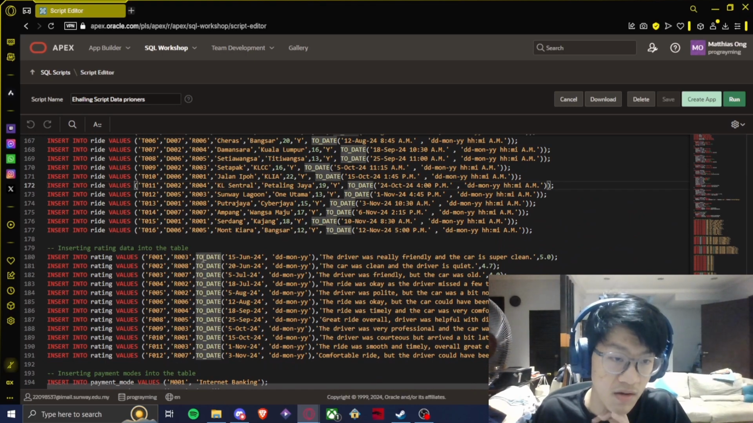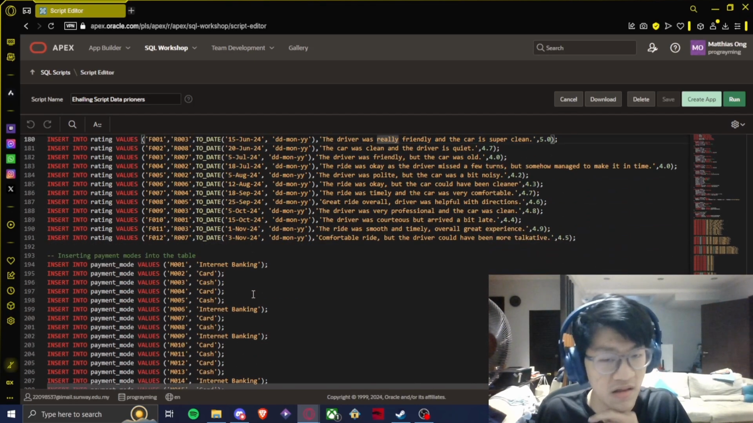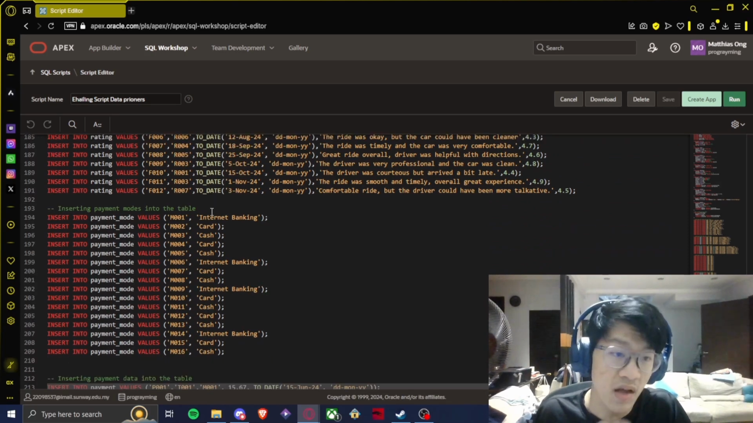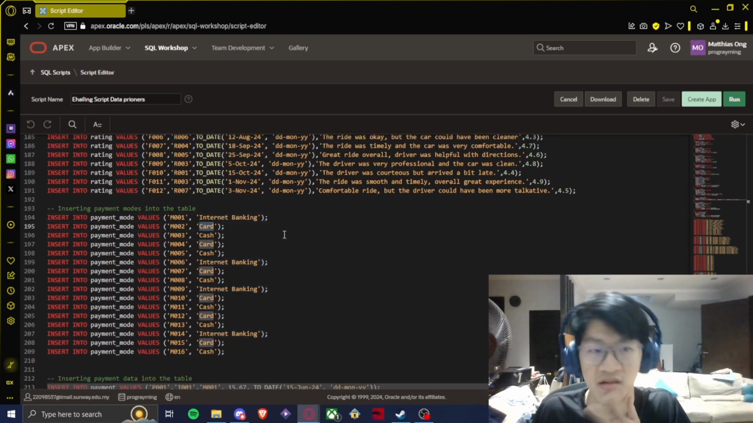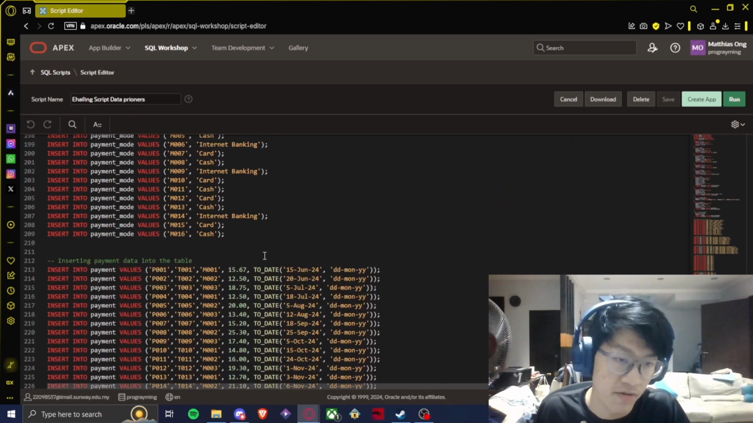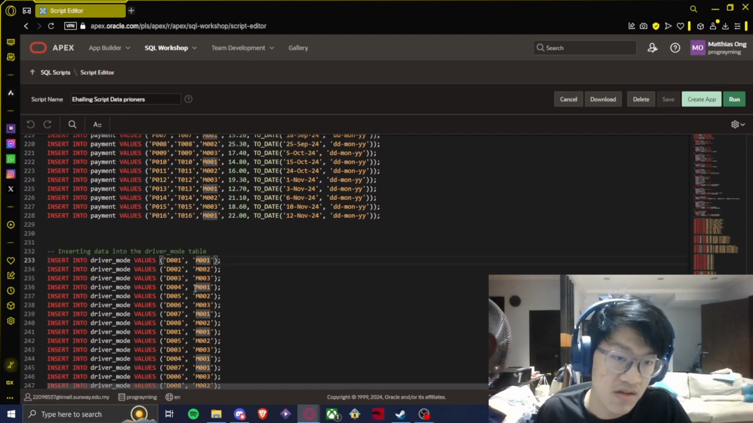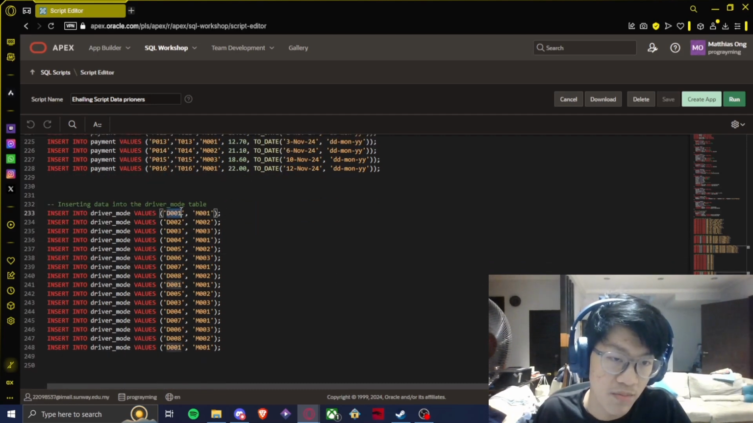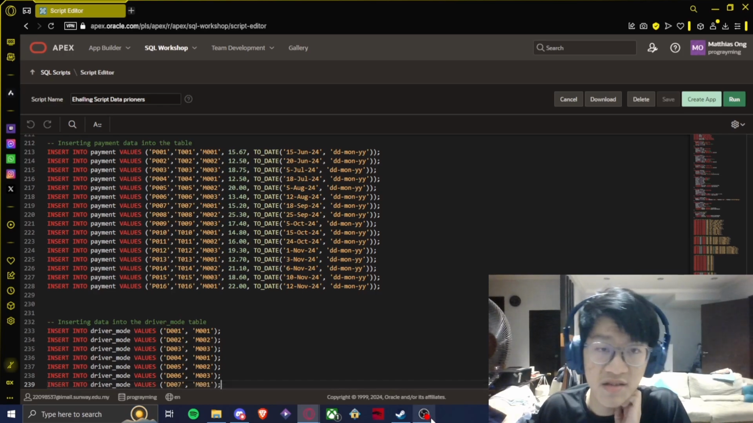Moving on to the ratings, the riders giving ratings to the drivers about the car, the ride, and how the experience was. Then payment modes, the insertion of data of payment, where it's either internet banking, card, cash, however the rider wants to pay. And then we have the actual payments of the ride being noted down here, and to correlate that, the payments are following the driver mode of the drivers being paid for it. And that is all I've been presenting. Thank you for listening to our presentation.